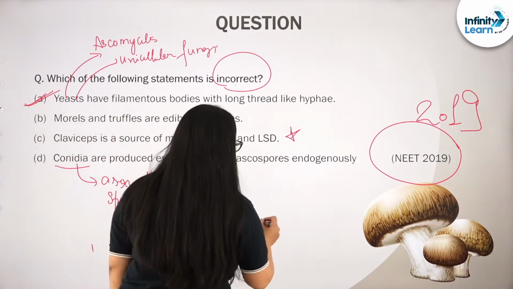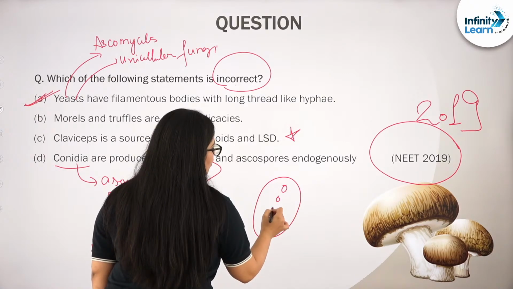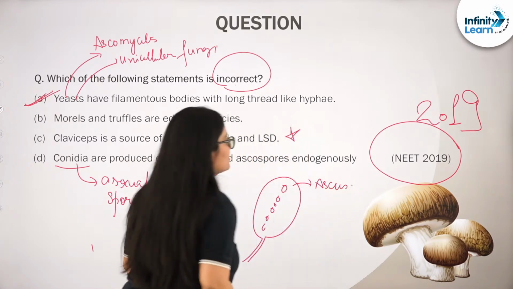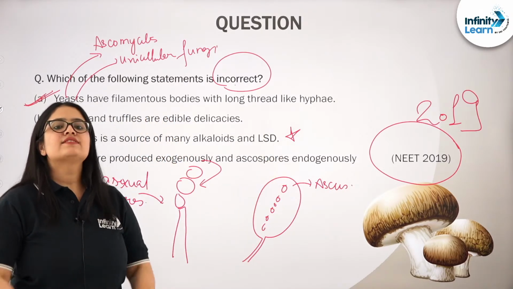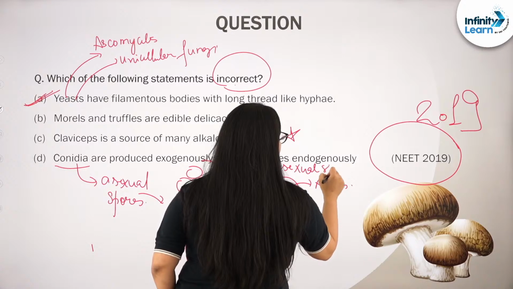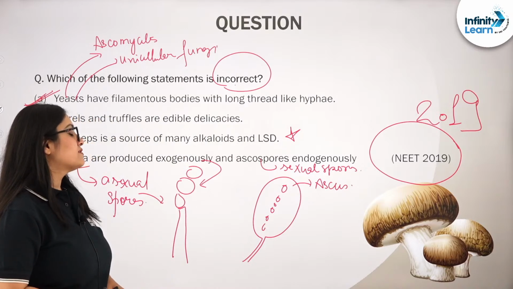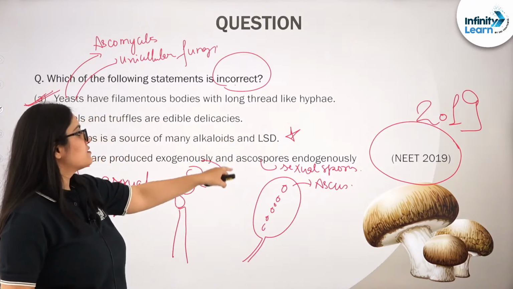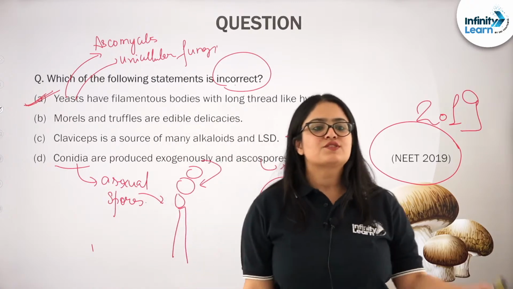And ascospores, my kids, are actually formed inside a closed structure known as ascus. So ascus is the closed structure in which ascospores are produced. These are actually the sexual spores. With the help of ascospores, members of Ascomycetes do sexual reproduction, and they are produced inside a closed structure known as ascus. Hence, the production of ascospores is considered endogenous, right? I hope this much is clear to all of you.